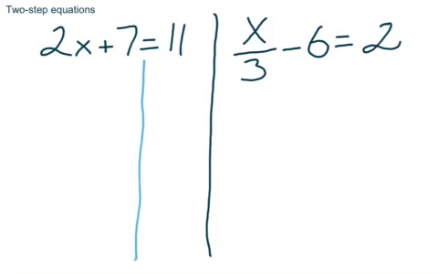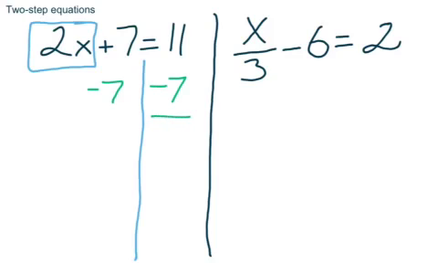Another helpful thing to do is to put a box around our variable and the coefficient, and that's just a visual reminder to myself to leave it alone until I get rid of everything else. Now I can see that there are constants that have been added on the side with the variable, so I'm going to use my inverse operations. I've got this plus 7, so the inverse of that would be to subtract 7, so I'm going to do that on both sides.